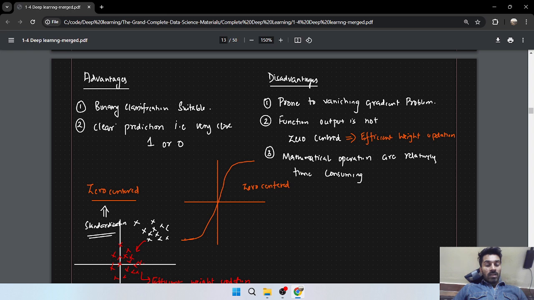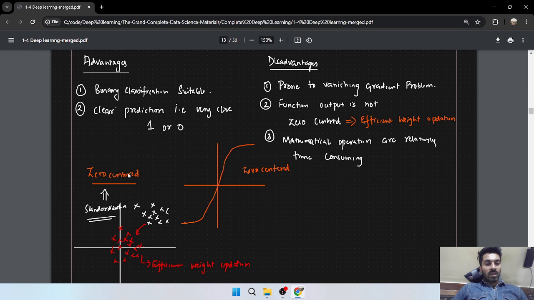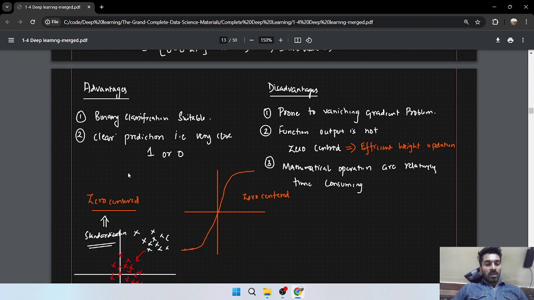These are some disadvantages. We have already seen that it is prone to the vanishing gradient problem. The function output is not zero centered, so this is also a problem. What happens if we have a zero centered curve is that the weight updates will be efficient. That's why this is a problem, because the output ranges from 0 to 1, so this problem also occurs.